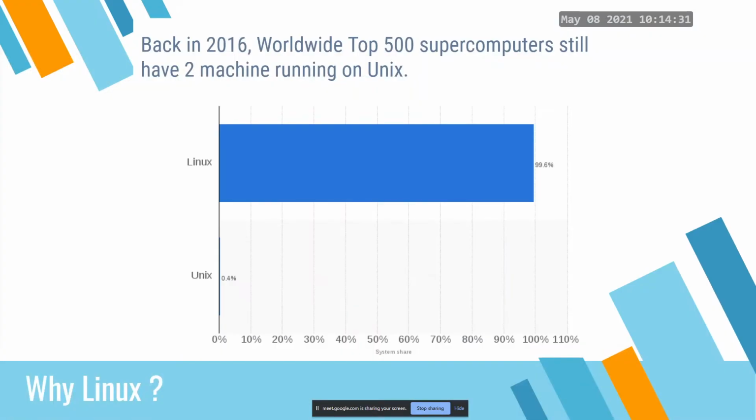Back in 2016, 5 years ago, among the worldwide top 500 supercomputers, 2 machines were still running on Unix. Do you guys know what supercomputers are? Okay, good. So the world's top 500 computers in 2016 still had 2 machines running on Unix. Windows is not in the list. You can see that the last Windows-based supercomputer dropped out of the list at the end of 2015.